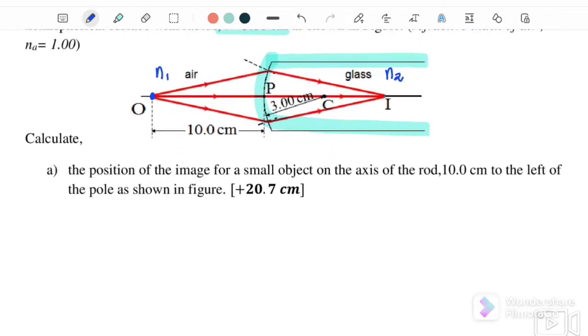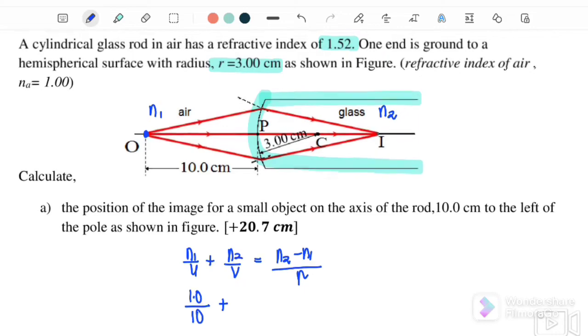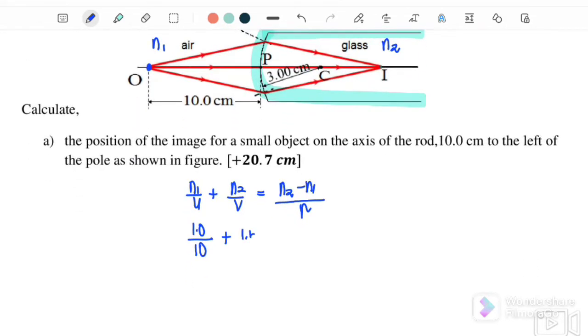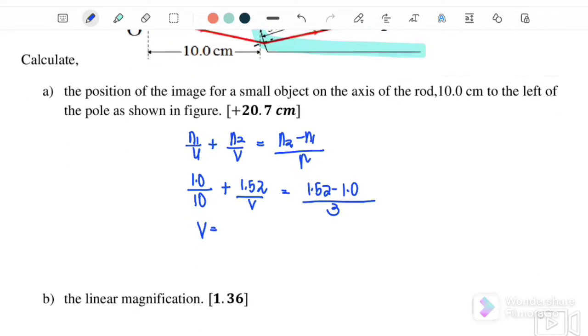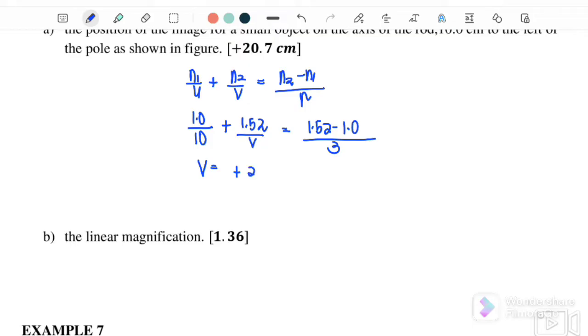So we will use the equation n1 over u plus n2 over v equals n2 minus n1 over radius, where n1 is the medium that the object is located in, so n1 is 1 because it's air, and u is equal to 10 cm, plus n2 is the refractive index for the glass, so it's 1.52. v is the image position, so this is unknown, equals 1.52 minus 1.0 over r, which is 3 cm. Therefore v, the image distance, is equal to positive 20.7 cm. Positive here indicates that this is a real image.